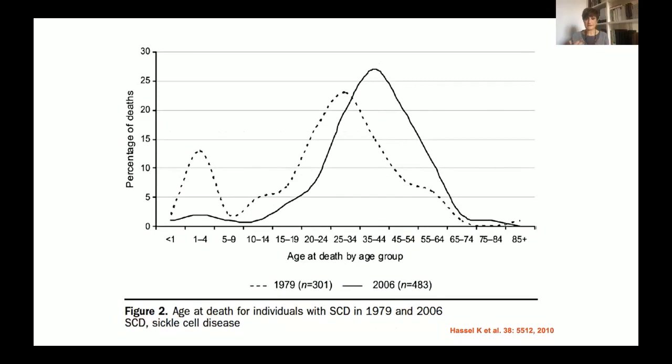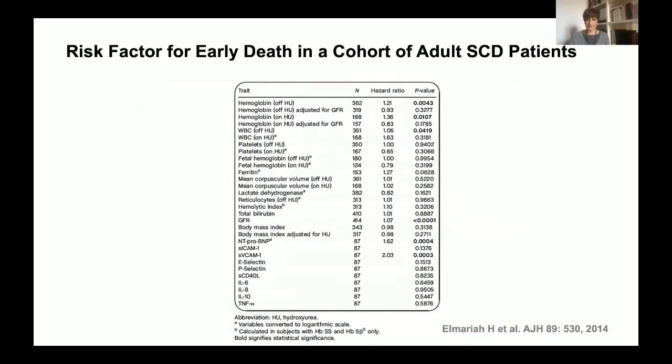This means that we still have to work on both screening and intensive treatment for sickle cell related acute and chronic complications in adult patients with sickle cell disease. In this study, the risk factors of early death were considered in a cohort of adult patients with sickle cell disease, which are summarized in this table.